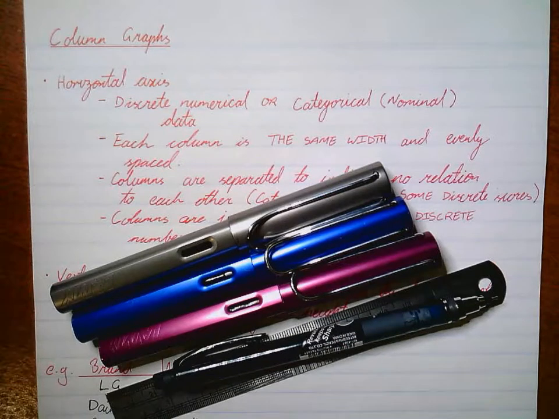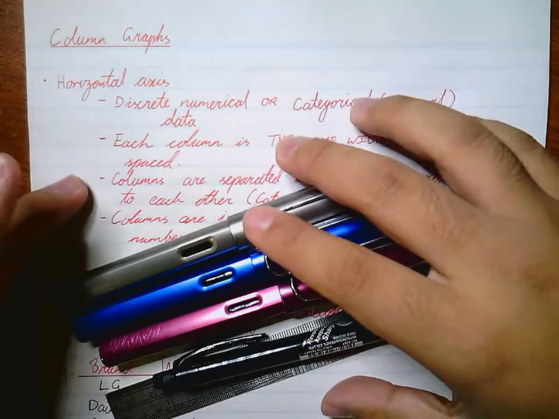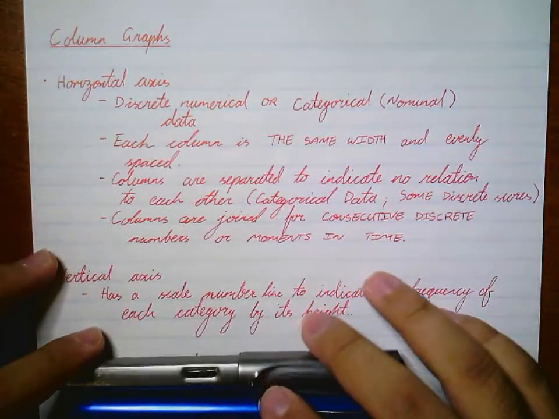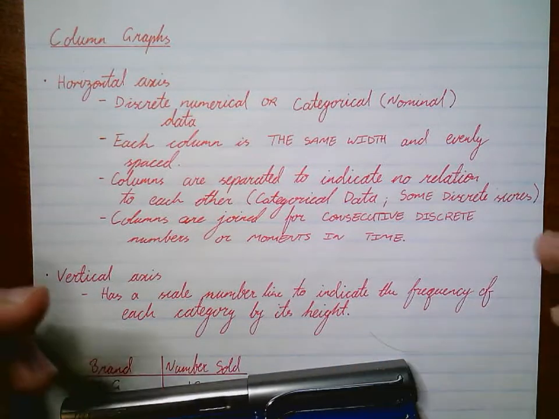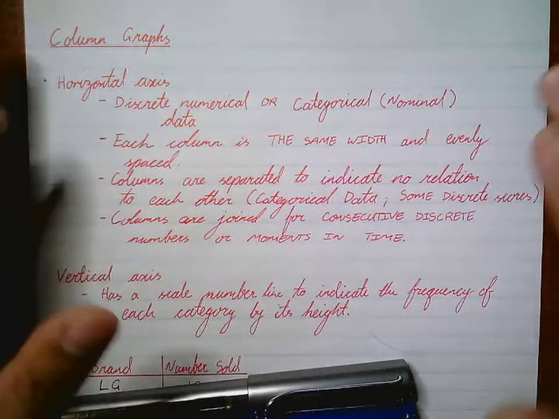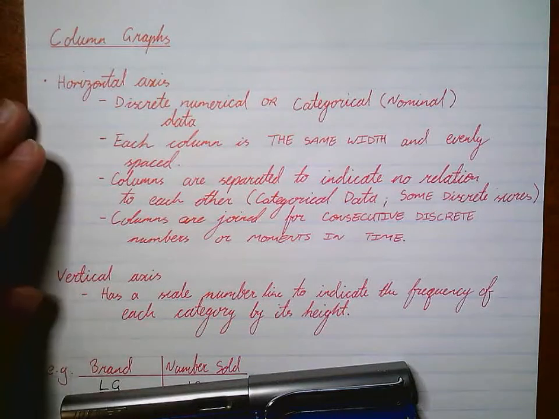Hello class, this is a video tutorial on understanding column graphs. Essentially, a column graph is a way to represent data. There are a few rules that you have to understand in order to properly construct one from data.